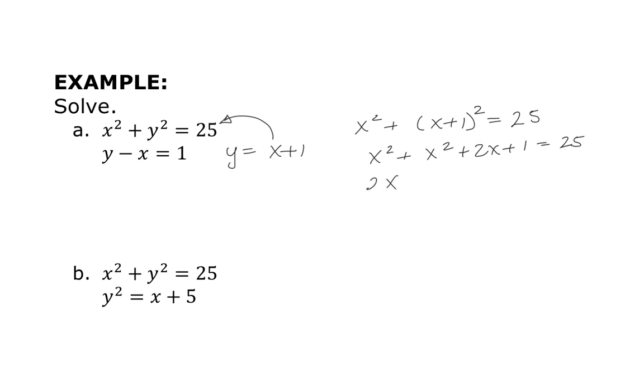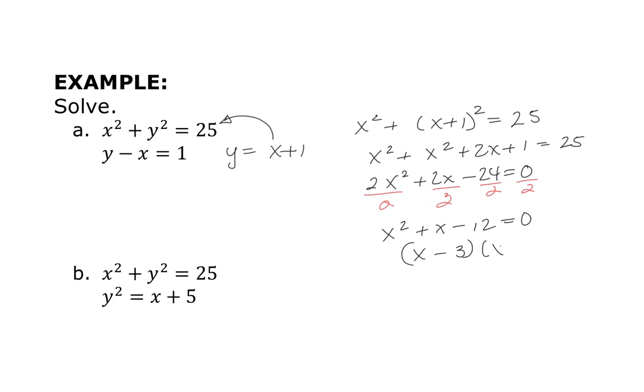So I'm going to get 2x squared plus 2x, subtract 25, so I get minus 24 is equal to 0. I'm going to divide everything by 2, just to make it easier to factor. So I'm going to get x squared plus x minus 12 is equal to 0. And so x minus 3 and x plus 4 are the two factors. So x is equal to 3 and x is equal to negative 4. That means I'm going to have two y values.